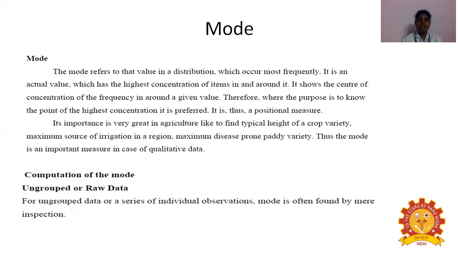Its importance is very great in agriculture, like to find the typical height of a crop variety, the maximum source of irrigation in a region, or the maximum disease prone paddy variety. Thus, the mode is an important measure in case of qualitative data.